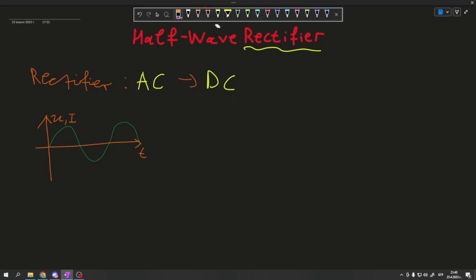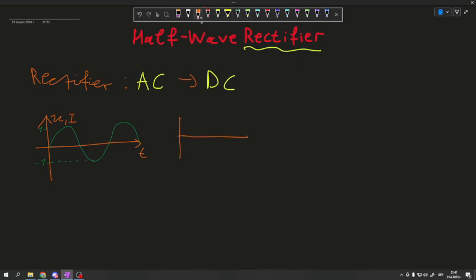AC means it alternates between a positive value and a negative one. So let's make it 1 volt here and minus 1 volt here. It crosses the zero point and goes into the negative. That means alternating. But direct current is a bit different.